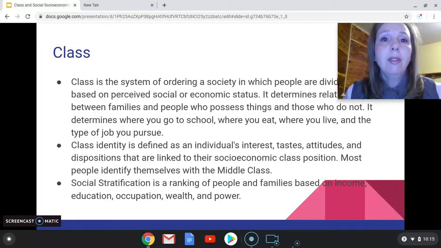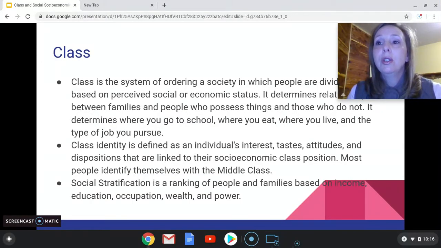Class identity is defined as an individual's interests, tastes, attitudes, and dispositions that are linked to their socioeconomic class position. Most people identify themselves with the middle class. And social stratification is the ranking of people and families based on income, education, occupation, wealth, and power.